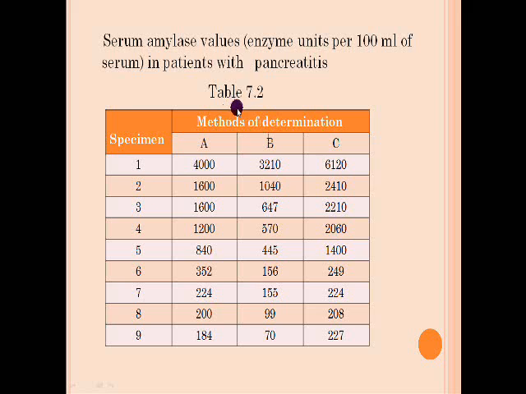This is Table 7.2 that shows the serum amylase values, enzyme units per 100 ml of serum, in patients with pancreatitis. We know that the specimen is the block, while the methods of determination are the treatments. There are 3 treatments, which are A, B, and C. And we know that there are 9 blocks.